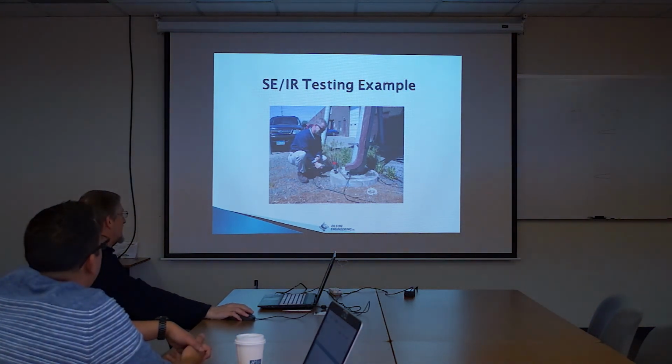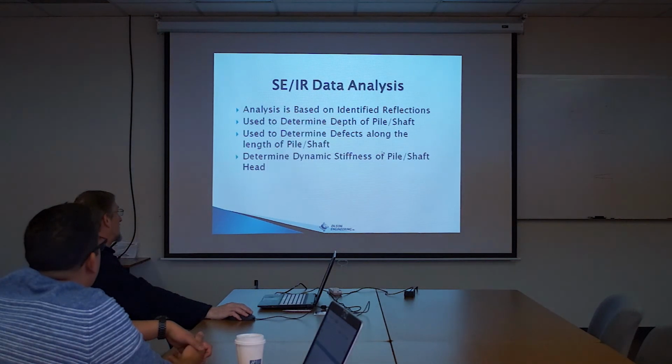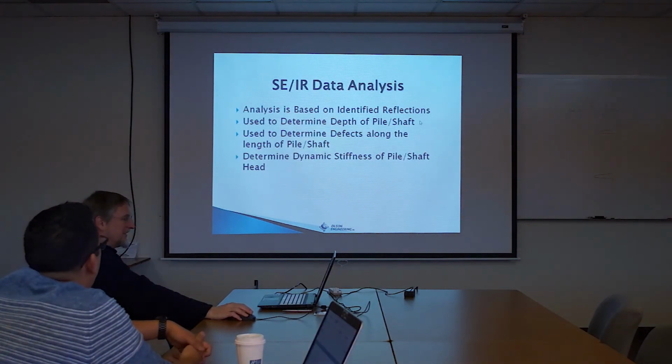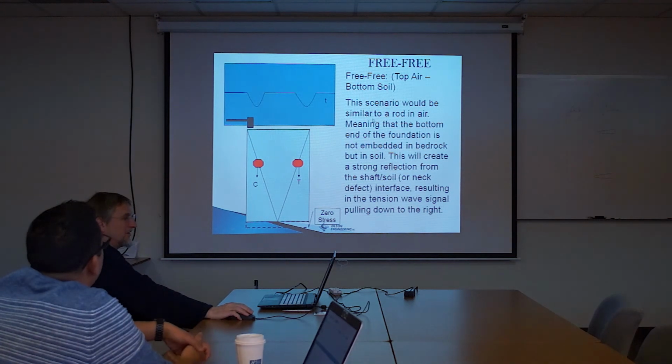But otherwise, this is kind of a typical cell phone tower, some kind of antenna tower test. The data analysis, of course, you're looking at reflections, getting the depth of the pile or defects. The impulse response, you can get dynamic stiffness, but we're not going to worry about that today. So this is your basic scenario. This is where we're talking about impedances.